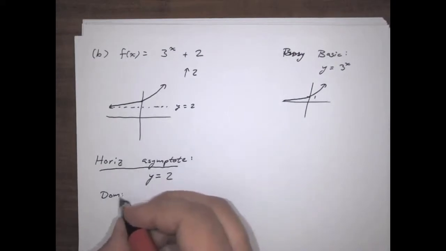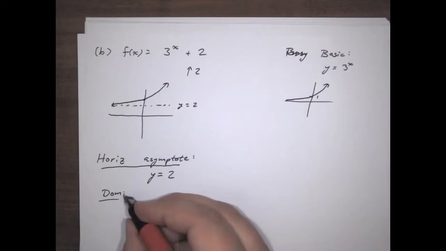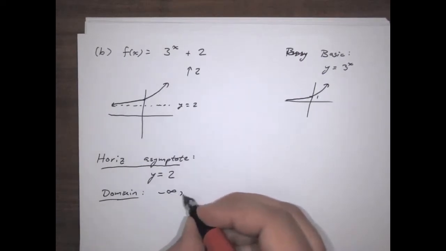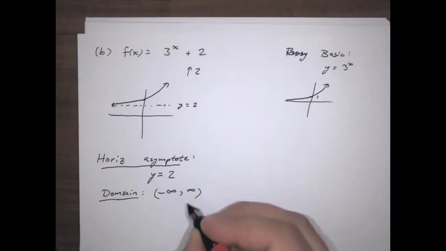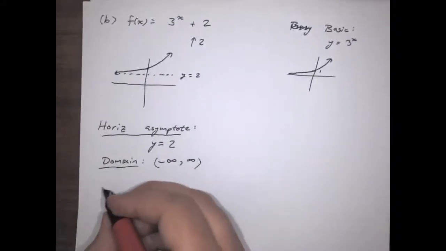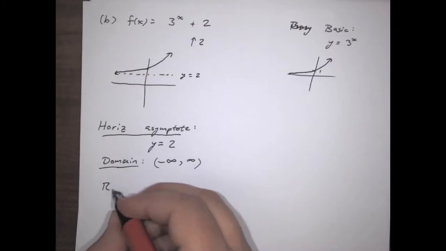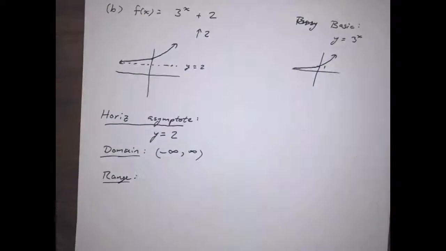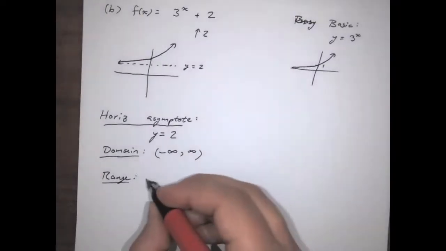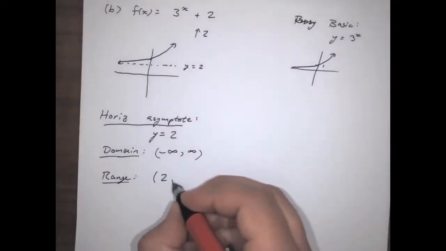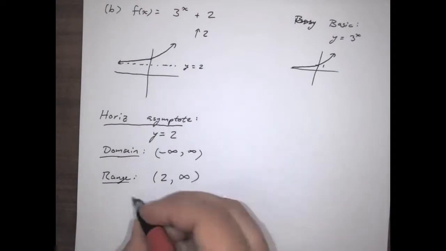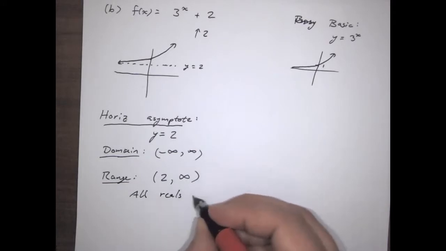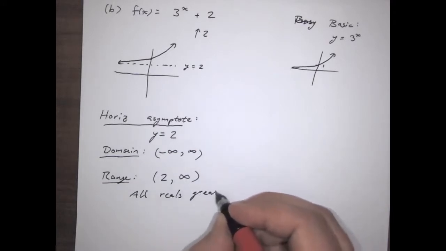The domain is still negative infinity to infinity. None of the transformations that we're discussing in any of this will have any effect actually on the domain, but they will affect the range. So the range was previously everything above 0. Now it's everything above 2. So it's all reals greater than 2.